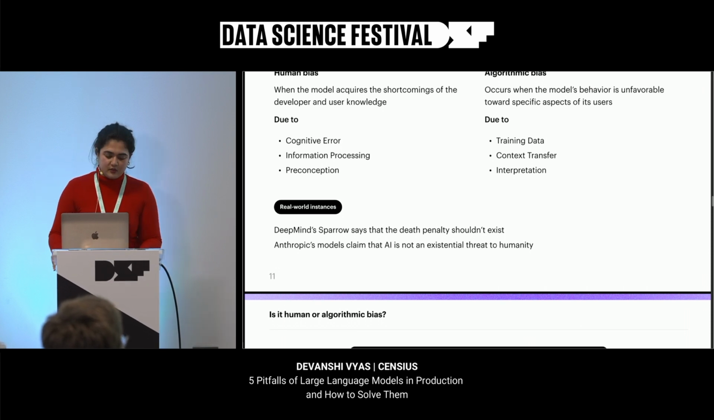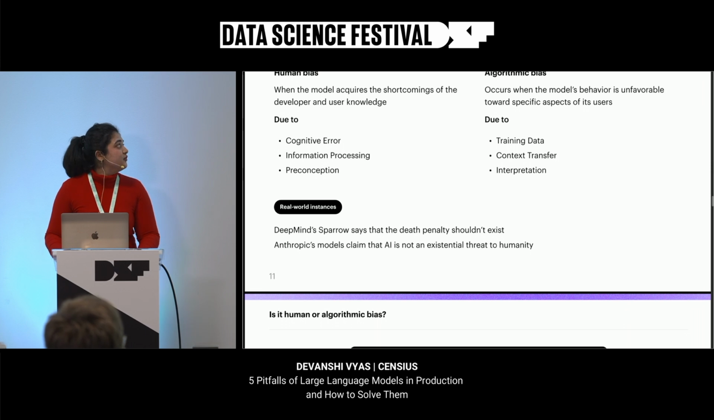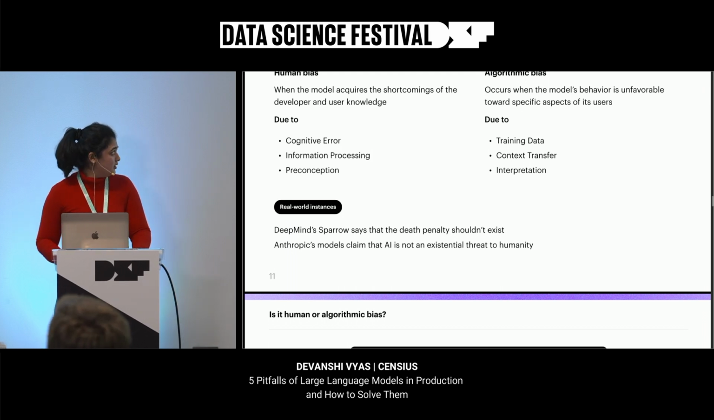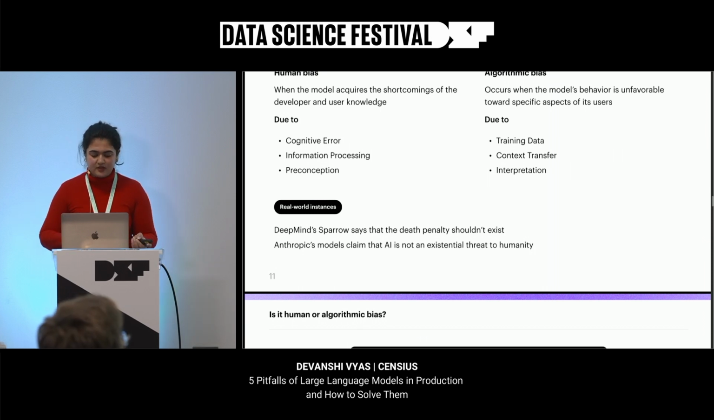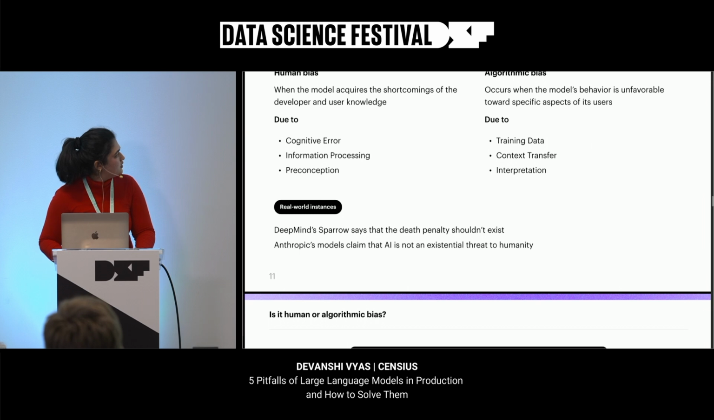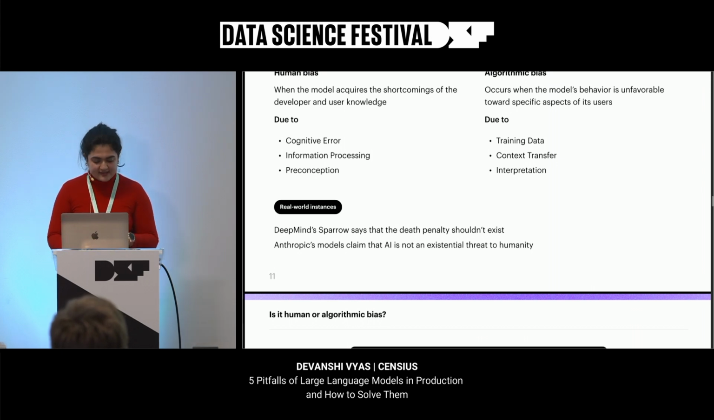And this occurs when the model's behavior is unfavorable towards specific aspects of its users. And this could be due to flaws in the training data. The training data did not really mirror what production sees, and it's impossible to achieve a neutral model if the training data does not represent the users and situations that it's going to be exposed to accurately. And the other could also be context. If context is transferred or changed, it might result in deviation from whatever statistical or moral standards that it was initially set with. And there's also interpretation, so there could be a difference in the interpretation of what the model thinks the user needs and what the user is asking for. And in this case, the user could either be a human or another component of the system.